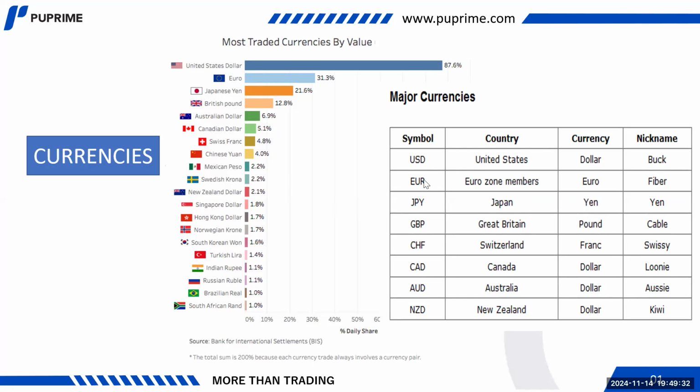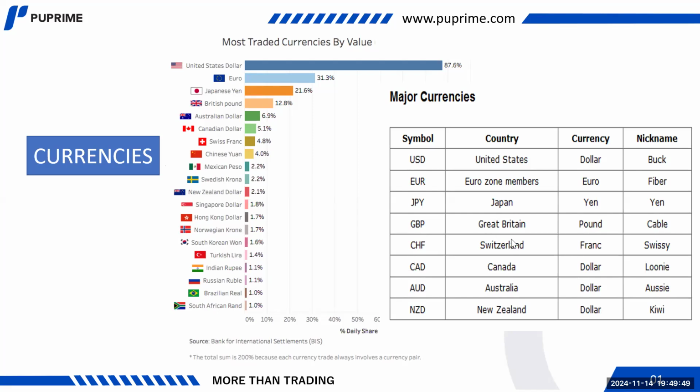Then we have the euro from the Eurozone. The currency is the euro, and the nickname is the fiber. Then we have the JPY from Japan. The currency is the yen, and the nickname is yen. And we have the GBP from Great Britain. The currency is pound, and the nickname is cable.